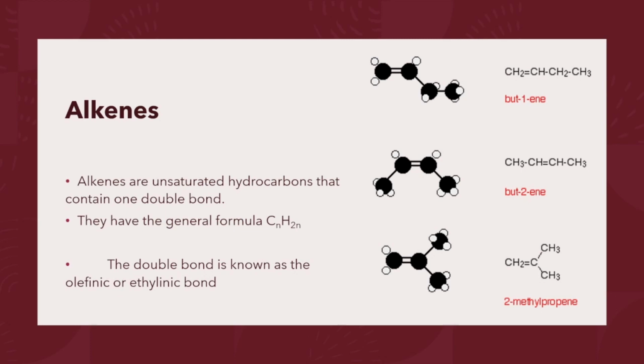CnH2n. This means that usually the number of hydrogen atoms in the compound is double the number of carbons. For example, if we have 5 carbons, the number of hydrogens should be 10. If we have 6 carbons, the number of hydrogens should be 12. If we have 7 carbons, the number of hydrogens should be 14, and so on. The double bond in alkenes is also known as the olefinic bond or ethylenic bond.